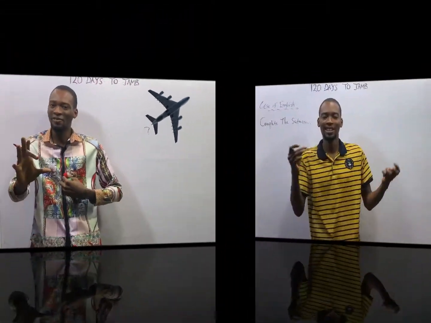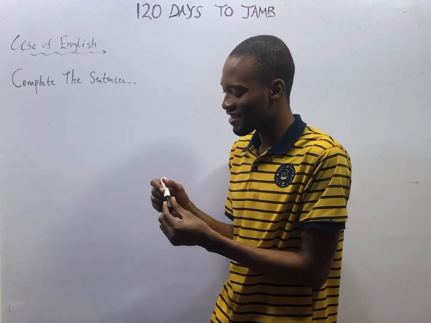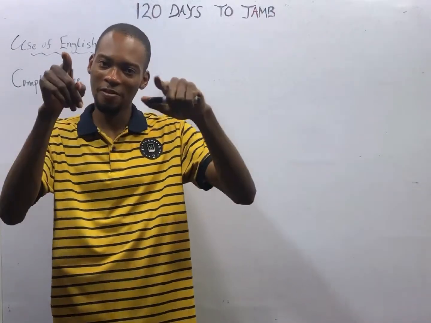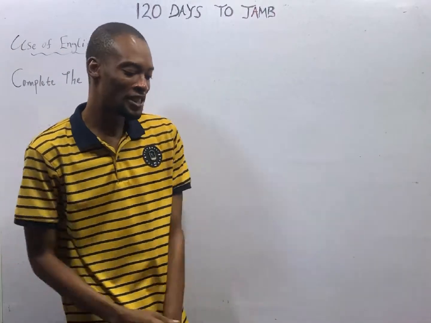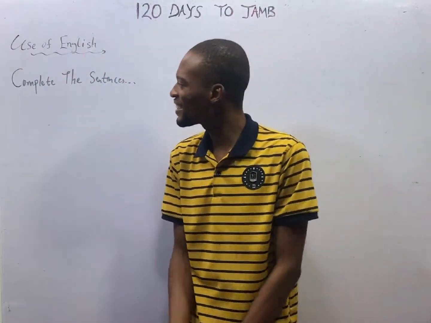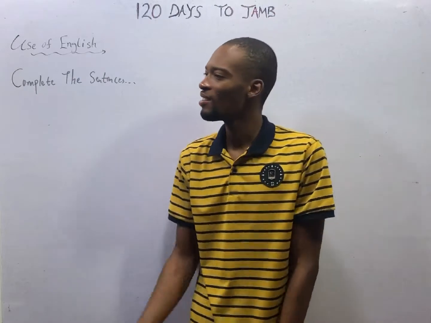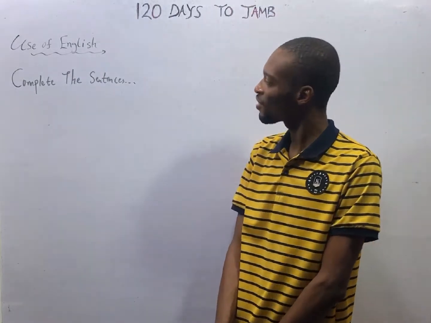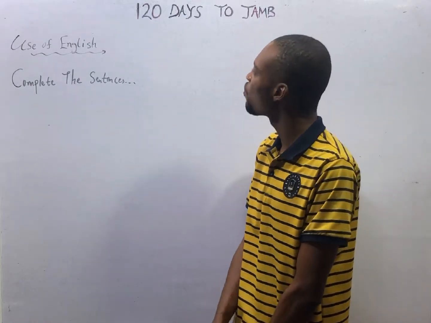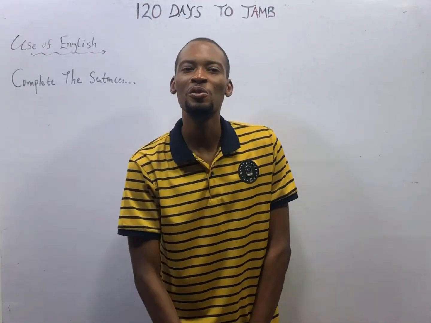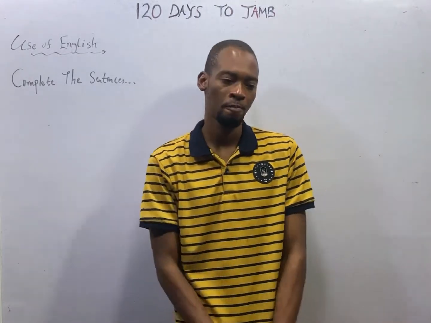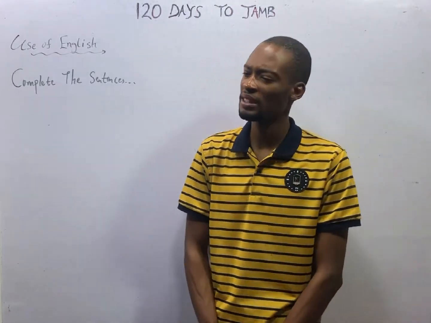Ladies and gentlemen, it is time to take off. This is episode number 6 of the 120 Days to Jamb Use of English with Flash Isaac. In this episode, we shall focus on sentence completion. This is by no means the only episode that we focus on sentence completion. Before we get to the 120th episode, we would have answered a lot of questions under sentence completion. So, we'll start from somewhere.